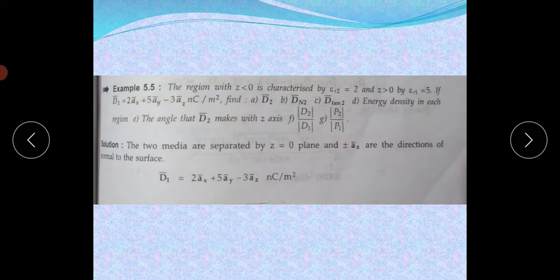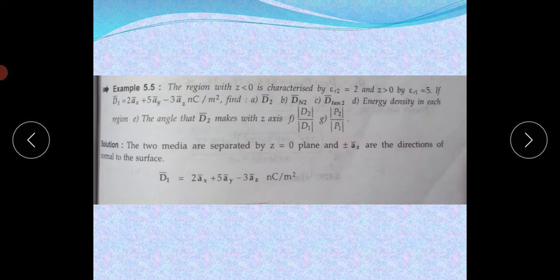So now we have to find the electric flux density in the second region, or in the second dielectric material. Electric flux density value. Next, the normal component value. Next, the tangential component of electric flux density. Next, the energy density in each region. In dielectric 1 and in dielectric 2, we have to find the energy density.